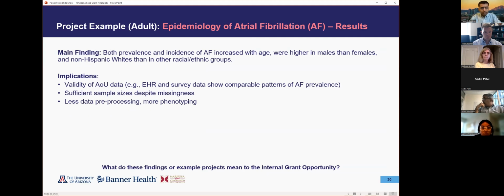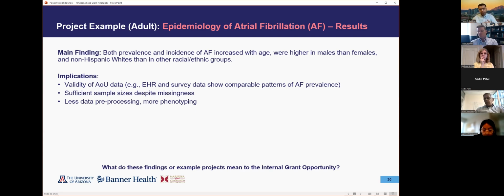For this particular demo project, since this was a replication study, what we found was that both the prevalence and incidence of atrial fibrillation increased with age, were higher for males than females, and for non-Hispanic whites than other racial and ethnic groups. You might ask, what do these findings or example projects mean to the internal seed grant opportunity and to you? One, it shows that the All of Us data is valid. We have shown through this demo project that both the EHR data and the survey data show comparable patterns for AF prevalence. And there are sufficient sample sizes for most clinical conditions that we seek to study despite missingness.